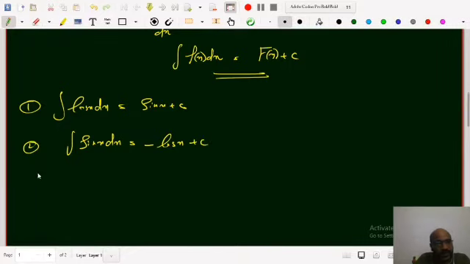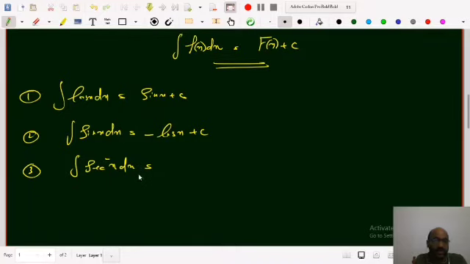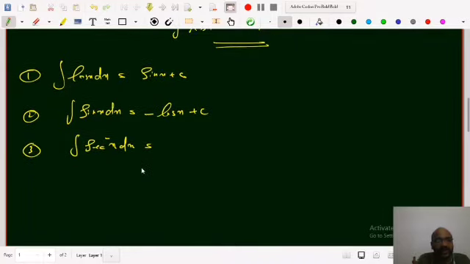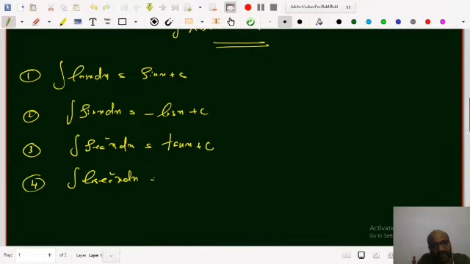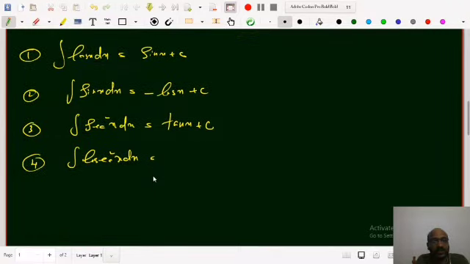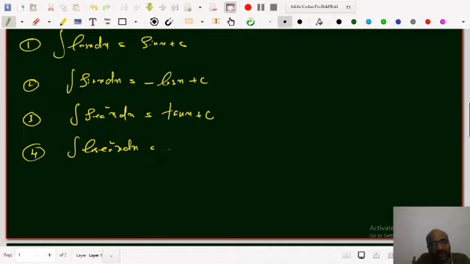Okay. Now, the third formula. What is integration of sec square x dx? Derivative of which function is sec square x? We all know that the derivative of tan x is sec square x. Therefore, integration of sec square x equals tan x plus c. Now, the fourth formula, integration of cosec square x dx. We know that the derivative of cot x equals minus cosec square x. Therefore, integration of cosec square x equals minus cot x plus c.